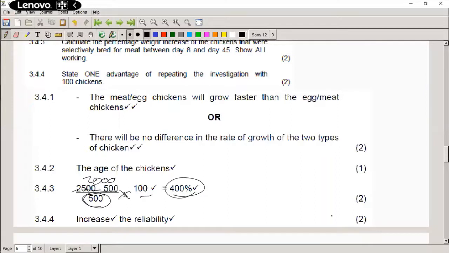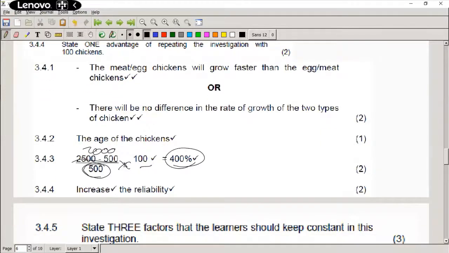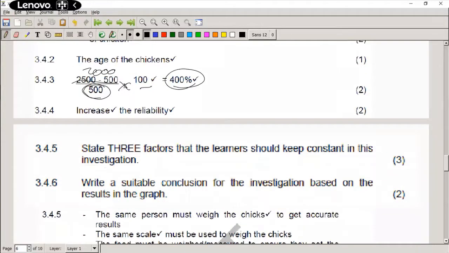And then, one advantage of repeating this investigation with 100 chickens is that it increases the reliability. We increase the reliability, not the validity, in that case, if we increase the sample size.